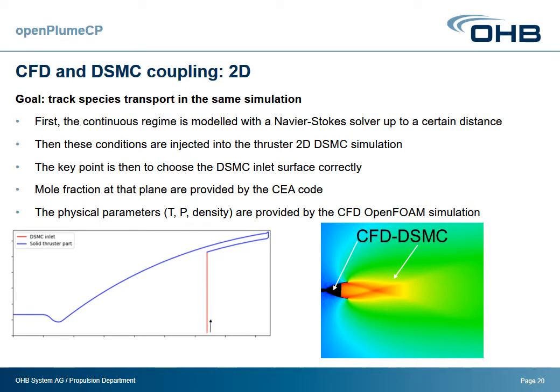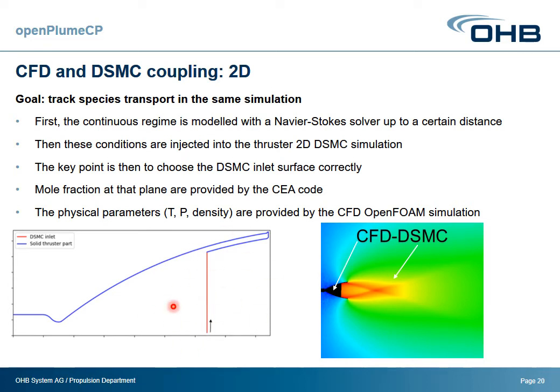And this is, of course, you all know this, there's a lot of publication in this domain about how you couple CFD and 2D DSMC simulation. So we use this condition up to a certain distance. You see it here in red, which should be our inlet for the DSMC simulation. And the key point there is to choose the DSMC inlet surface correctly. So we did some parametric analysis there to see exactly what is the best surface.